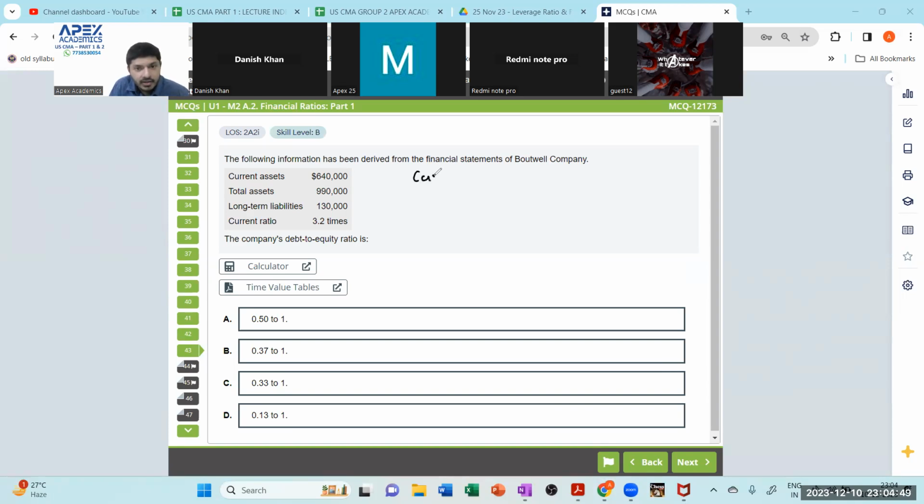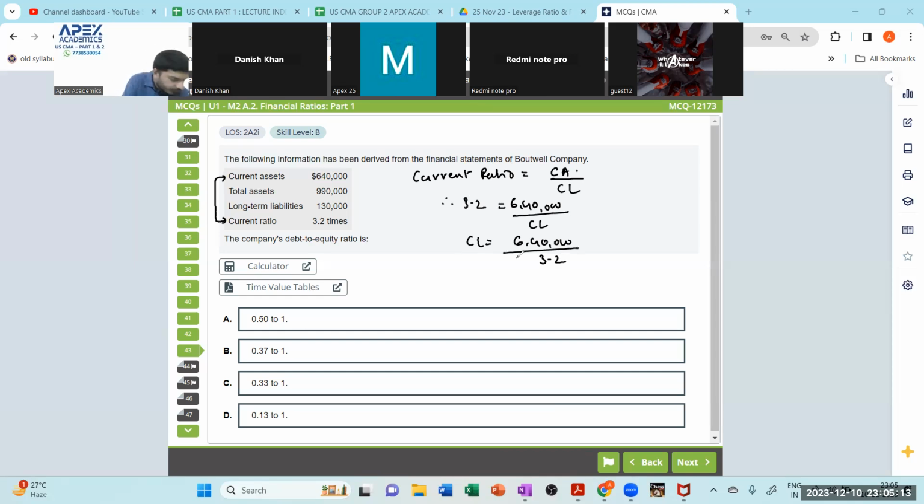My dear friends, sir, you did not even read the question. Leave the question here. Start doing the analysis. Current ratio is equal to current assets upon current liabilities. Therefore, 3.2 is equal to current assets 6,40,000 divided by current liabilities. Current liabilities is equal to 6,40,000 divided by 3.2. Your answer is current liabilities is equal to 2 lakhs.